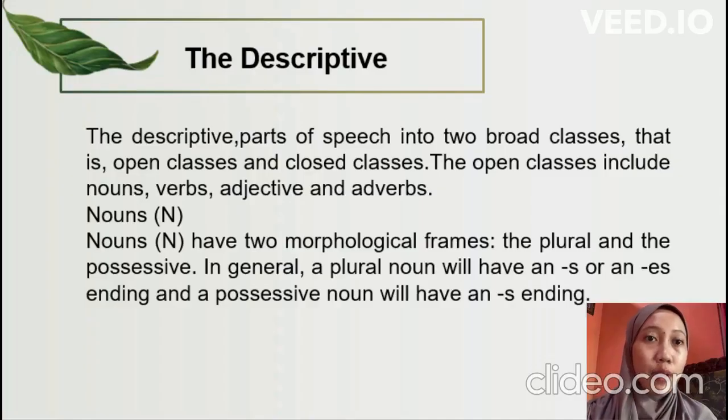The descriptive parts of speech are divided into two broad classes: open classes and closed classes. The open classes include nouns, verbs, adjectives, and adverbs. Nouns. Nouns have two morphological forms, the plural and the possessive. In general, a plural noun will have an -s or -es ending, and a possessive noun will have an -'s ending.